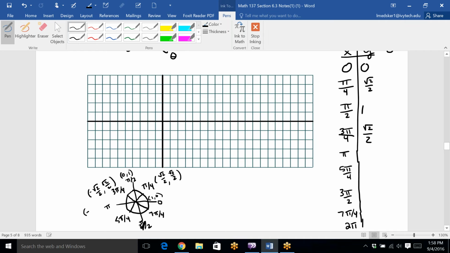At pi, your ordered pair is (-1, 0), so you would have 0 for the y value. At 5 pi over 4, you would have negative square root of 2 over 2 and negative square root of 2 over 2, because you're still a 45-degree angle, but you're in quadrant 3, so everything's negative. And 3 pi over 2 is (0, -1), so the y value is negative 1. And 7 pi over 4 is a positive x, but a negative y, so it's negative square root of 2 over 2. And 2 pi is in the same place as 0, so the answer is the same. It's still 0.